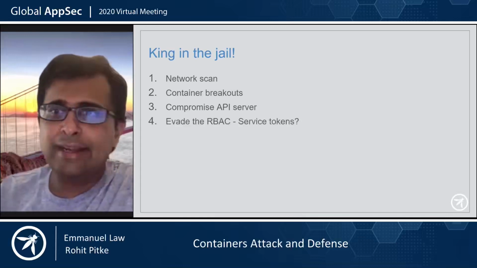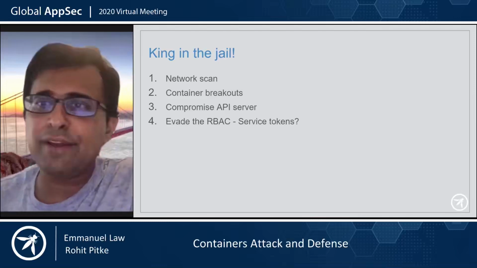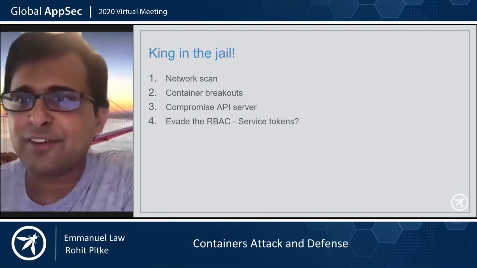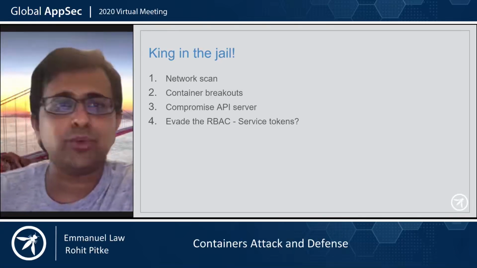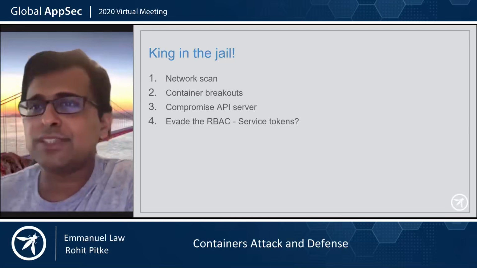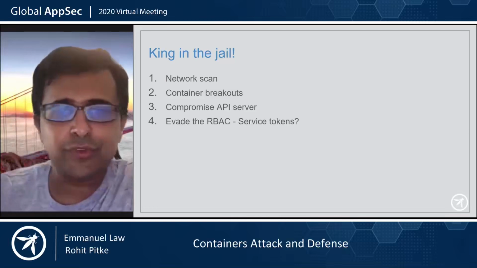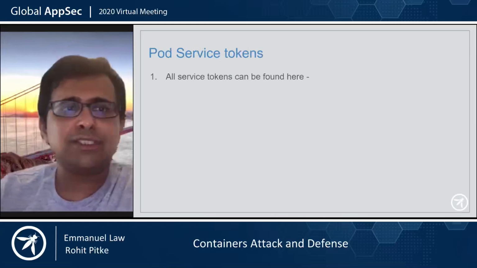So as a last resort, what they can try to do is evade the very basic security defense that has been added, that is, evade the role-based access controls. And it could be in the form of service tokens that they can use. So what are these service tokens?